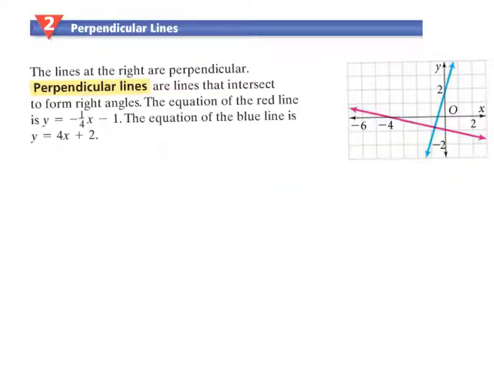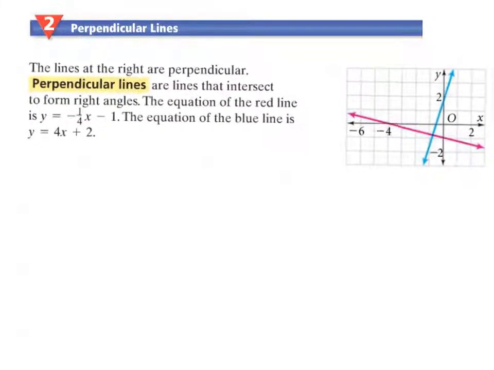Now, the second thing we're going to talk about are perpendicular lines. Perpendicular lines are two lines that intersect to form right angles. As you can see here, both these lines form four 90-degree angles. Notice that the slope right here is negative 1/4, and this slope is 4. Now, I will tell you right now that the key concept is going to be this.